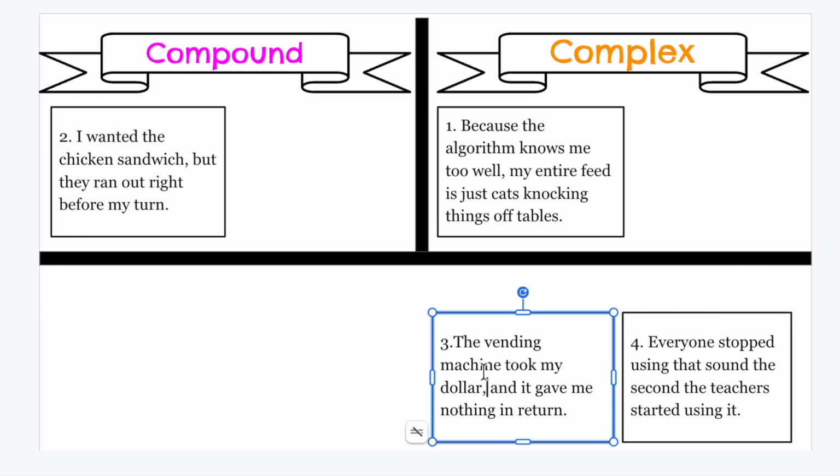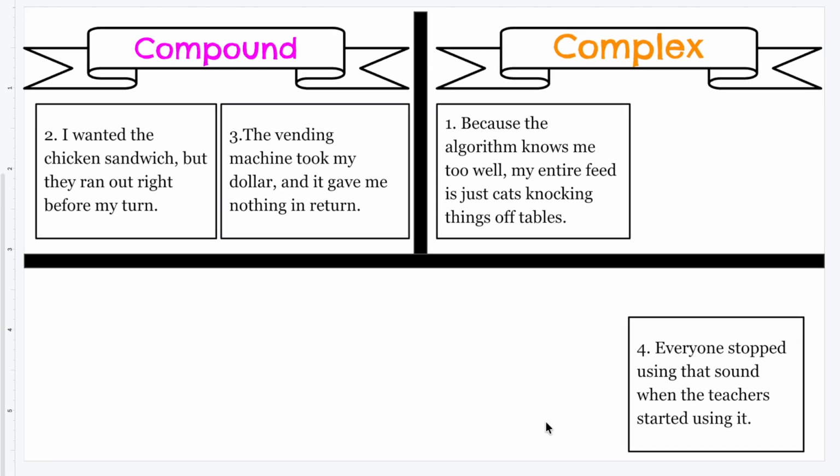All right, let's look at this one. The vending machine took my dollar and it gave me nothing in return. So first thing we look for is a subordinating conjunction. Do we have one? I don't think so, but what we do have is this fanboy, this coordinating conjunction. So then we have to say, is it joining 2 sentences together? It looks like it is, so therefore this sentence is compound.